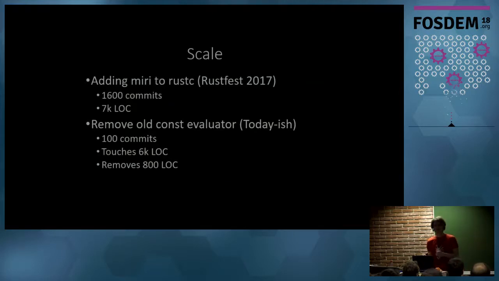The next step was removing the old const evaluator, which touched another 6,000 lines of code, but it didn't add anything new. Instead, it removed all the old crap that we had in the old compiler. Well, now it's gone. The pull request isn't merged yet, but it's running right now. The Rust compiler developers are merging it at the moment. It's basically already approved, just checking every single crate on crates.io whether we don't break it with the new compiler. Because, well, we don't want to break anybody's code.